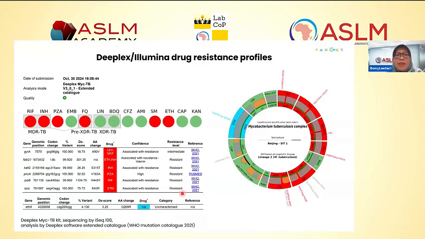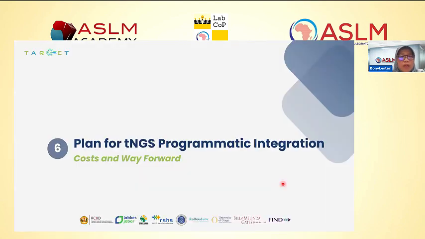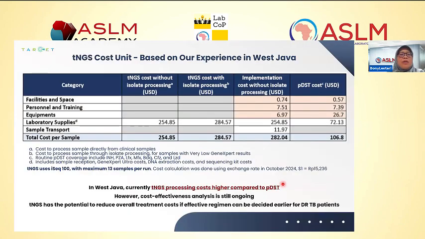So this is the result. It's very clear that this patient has rifampicin, isoniazid, pyrazinamide, and also streptomycin and fluoroquinolone resistance. So it's all resistant. Okay, and then what is the plan? Because we have a nice result, what is the plan for tNGS integration with the National TB Program?